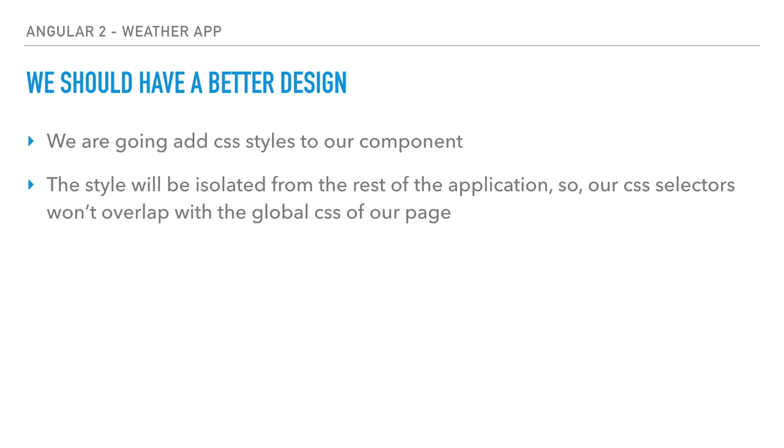The idea is to have a better design. We will apply CSS directly to our component. This CSS will be isolated from the rest of the application and it won't overlap with the global CSS. This is awesome. It's a simple concept. So, one CSS per component.